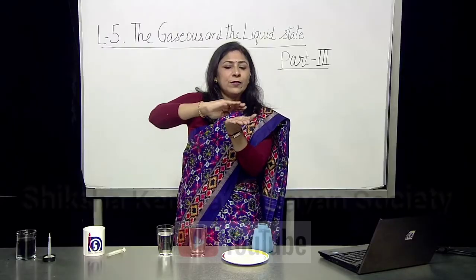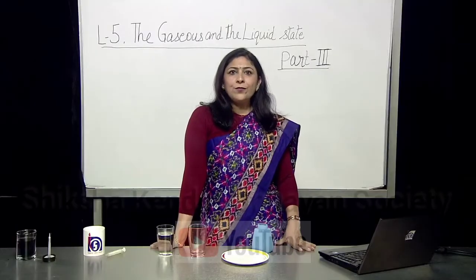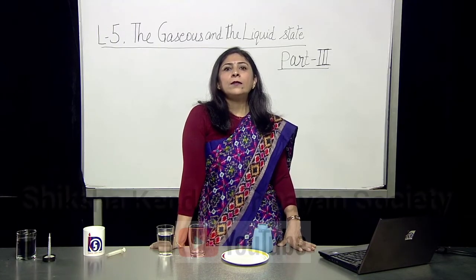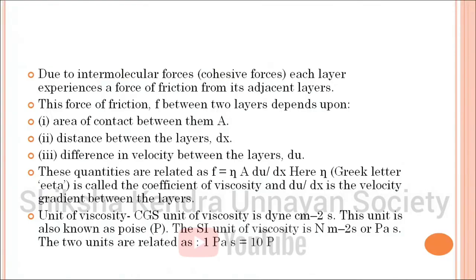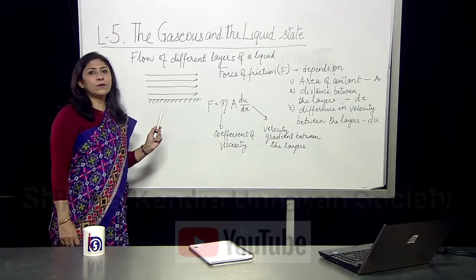So that is why, when it is flowing, you will see that the above layer moves faster than this layer, because this is in contact with the surface of the container in which it is kept. So because of the intermolecular forces, the cohesive forces, each layer experiences a force of friction from the adjacent layer, which I just told you. So this force of friction, that is F, is present between the two layers. Now I am going to explain this on the board to you, as I showed you in the experiment, how the layers work basically.